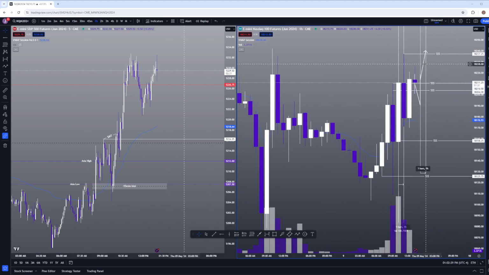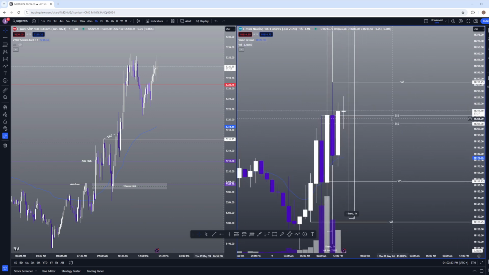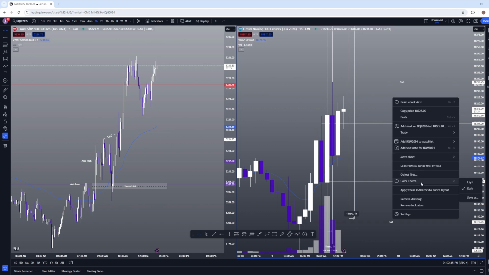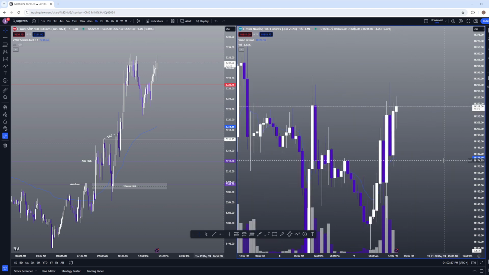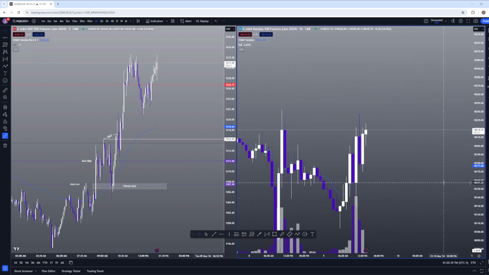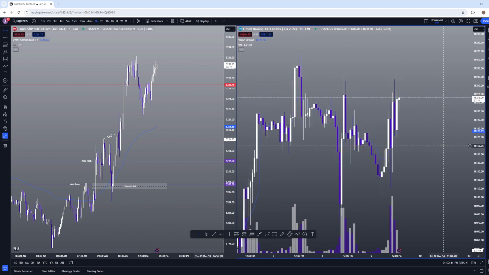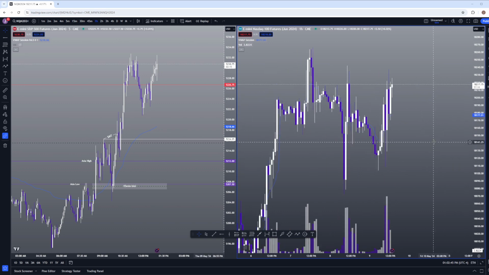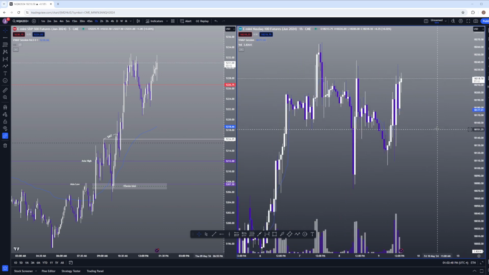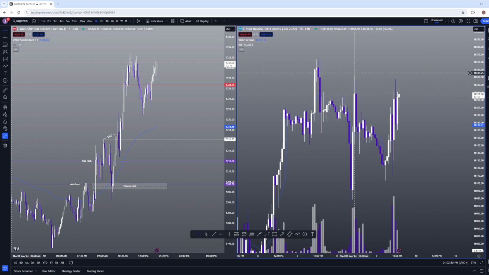Okay, so we could look at external and internal liquidity, right? What I mean by that, I'm just going to remove all these drawings real quick. Our external liquidity is going to be our long-term highs, right? So our highs from our swing high to swing low, okay? So our move here would be an external liquidity level.